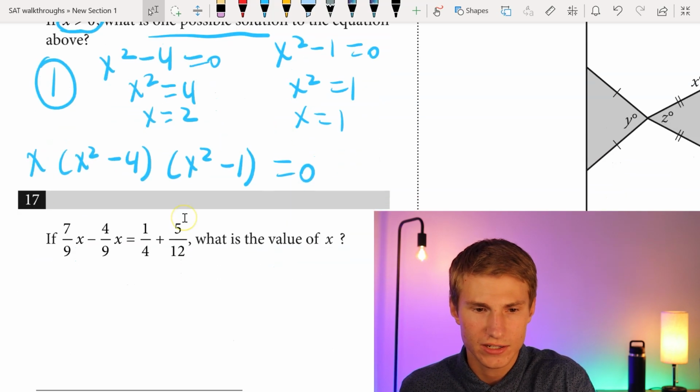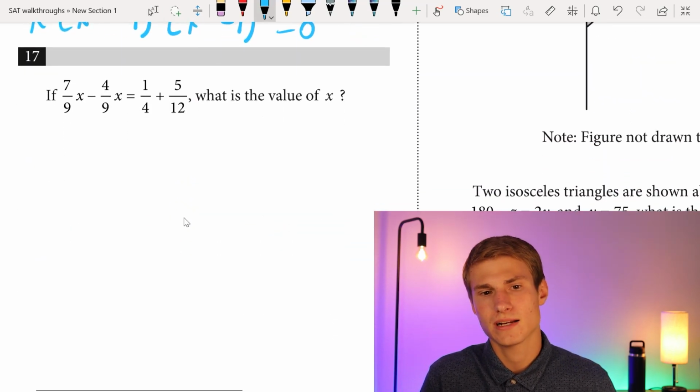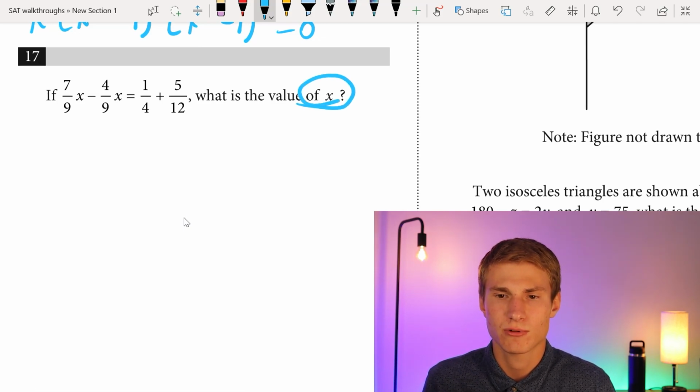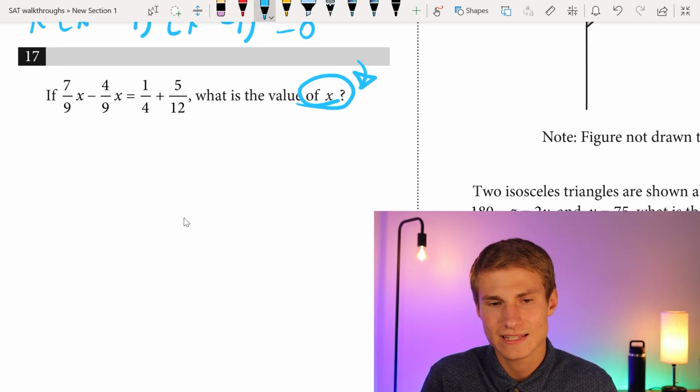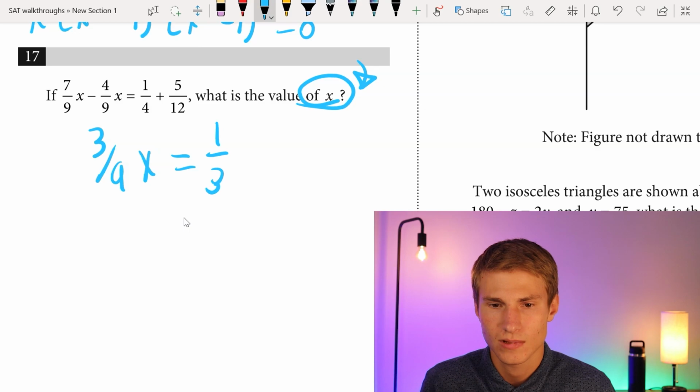All right, moving on to number 17. If 7 over 9x minus 4 over 9x is equal to 1/4 plus 5 over 12, what's the value of x? Keep in mind, we always want to pay attention to what we're asked to answer with. In this case, that's just the value of x. So 7/9 x minus 4/9 x leaves us with 3 over 9x, which equals 1/3 x. So I'm going to write that as 1/3 times x. Next up, we've got 1/4 plus 5 over 12.